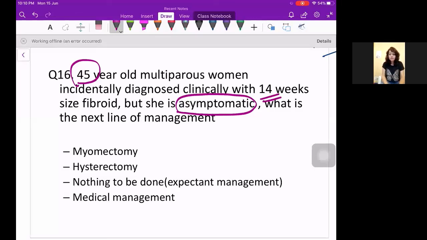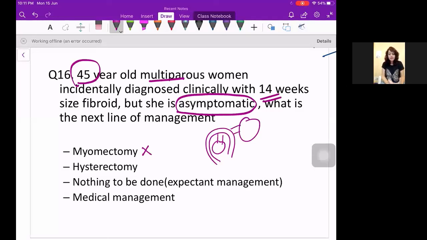Here, two things you have to see. One, a 45-year-old multiparous lady. Two, she is an asymptomatic patient. So are you going to plan myomectomy? No. Myomectomy is recommended mostly in the reproductive age group, where a submucosal fibroid is causing infertility or recurrent abortions, then hysteroscopic guided myomectomy is recommended. Or there is a large subserous fibroid, which can be removed laparoscopically. Or there are multiple fibroids, then we can go for myomectomy. Here, this is not the case.